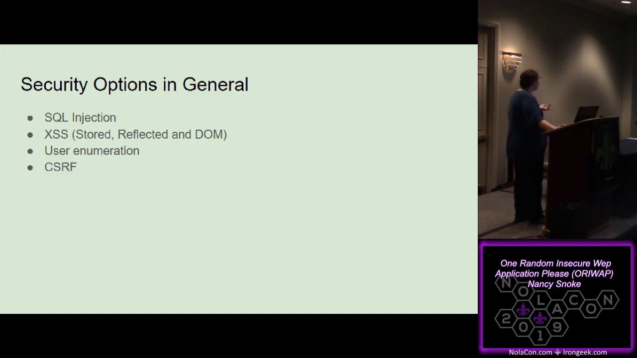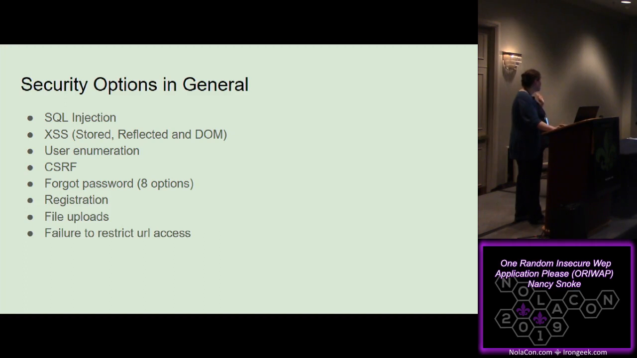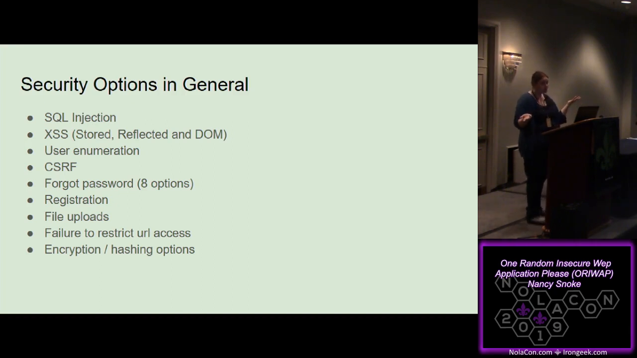Obviously things like user enumeration turn off, CSRF, forgot password, which has its massive 8 options. There's some stuff going on in registration. There's file uploads, failure to restrict URL access, some encryption and hashing options, all the normal things you probably want to teach programmers if you're teaching that sort of thing. And they can also be fun to play with.